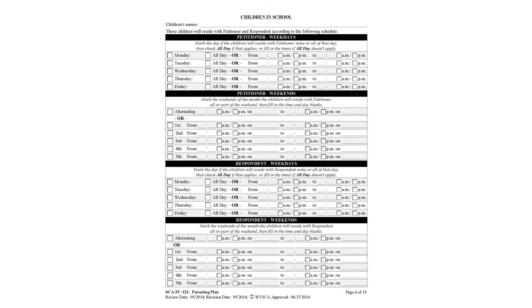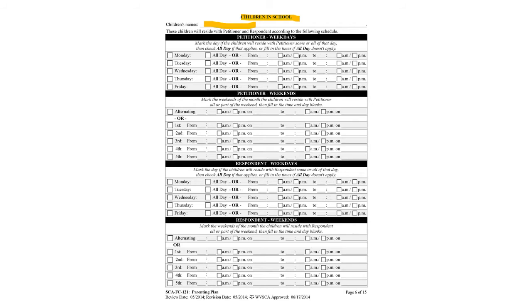Page 6 applies to children who are in school. You will include the names of the children who are in school here. If your child or children are school-aged or are anticipating them starting school soon, write their names in the blank. Remember, if you are the petitioner or the respondent: if you filed the case, you are the petitioner, and if the case was already filed, you are the respondent.